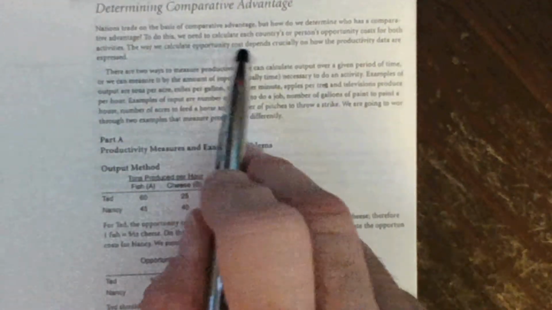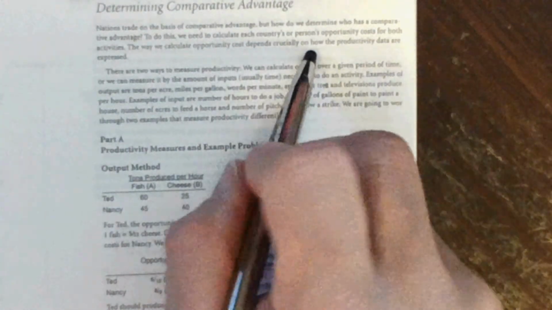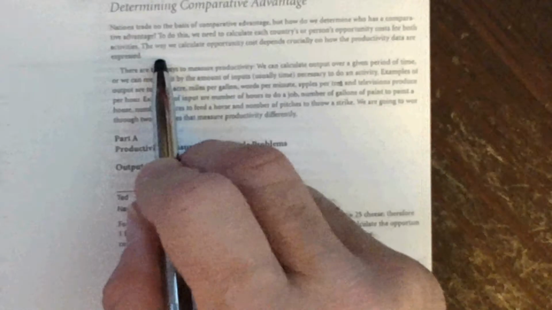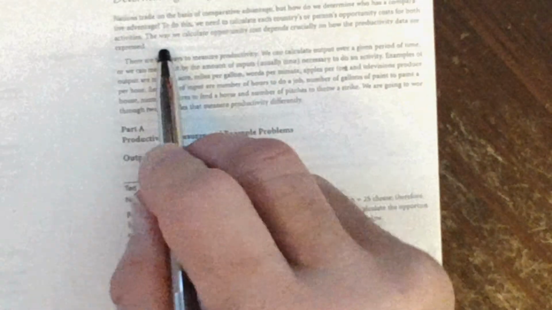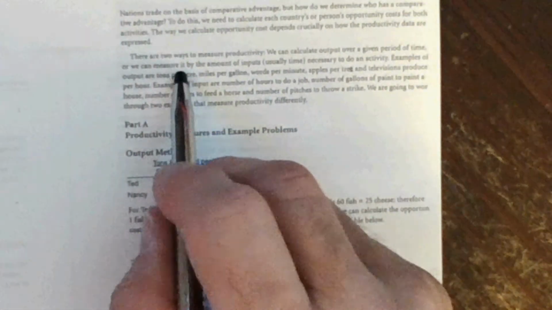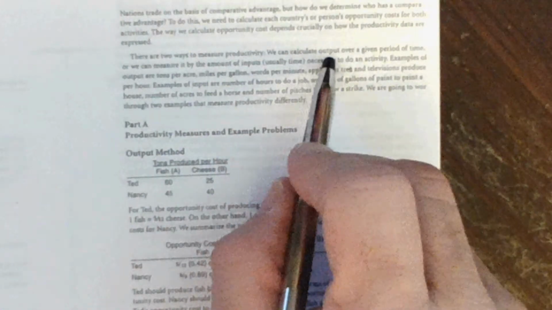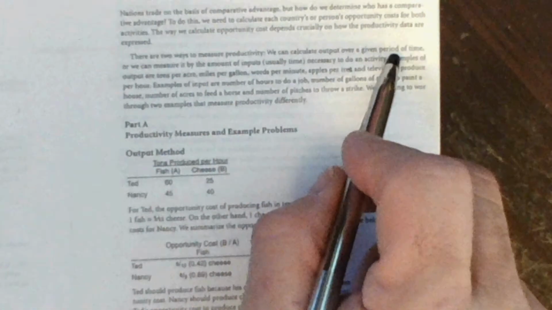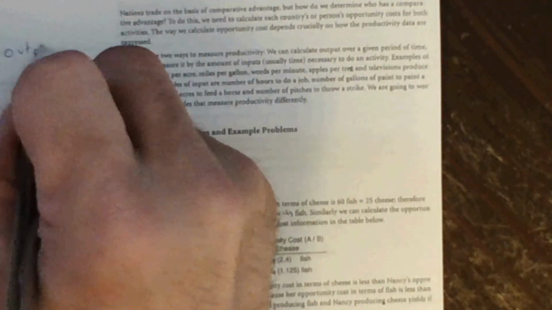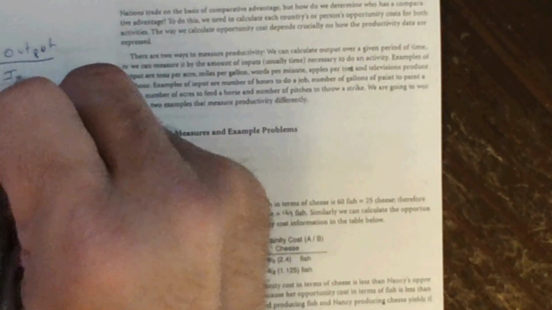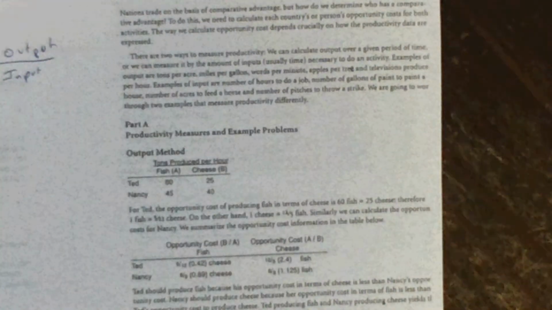The way we calculate opportunity cost depends crucially on how the product data are expressed. What that means is, is it an input table or an output table? There are two ways to measure productivity. We can calculate output over a given period of time. That's output divided by input. In this example, the input is time.